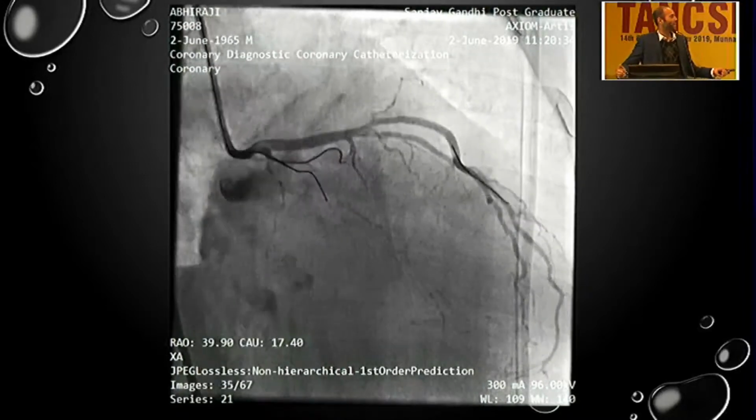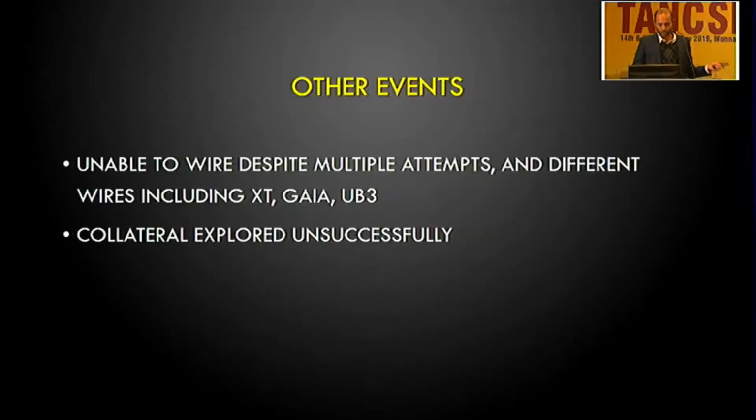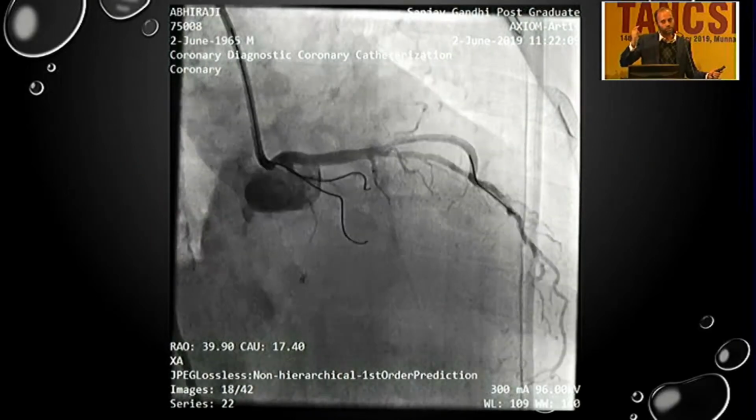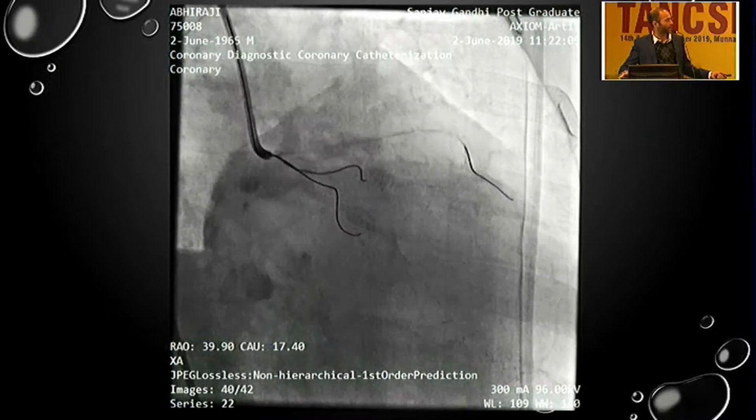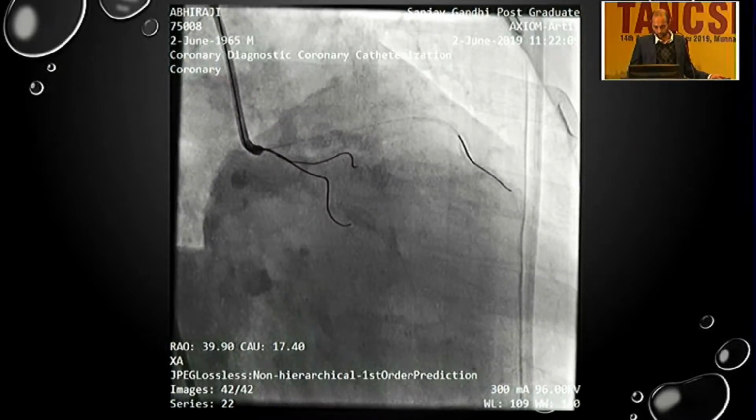But anyways, long time attempted by the other operator, and we just had to kind of go through his comfort zone, did multiple wires, explored collaterals, nothing worked. And as you can see, after 2 hours, we were not even close to the architecture of the vessel.